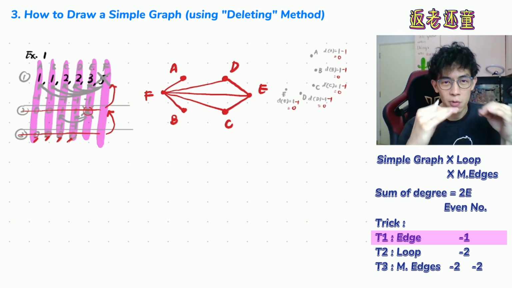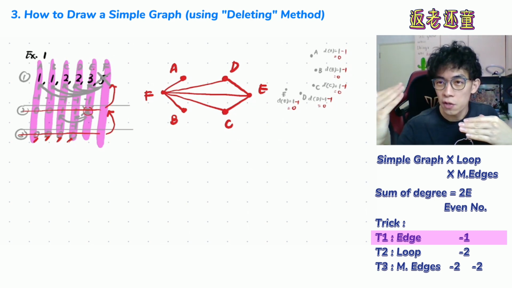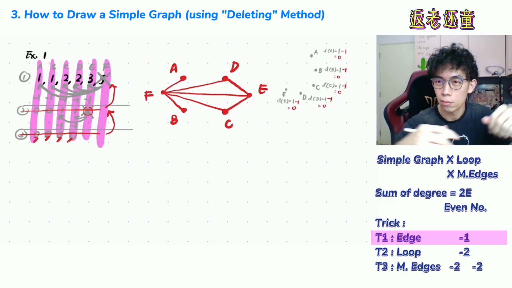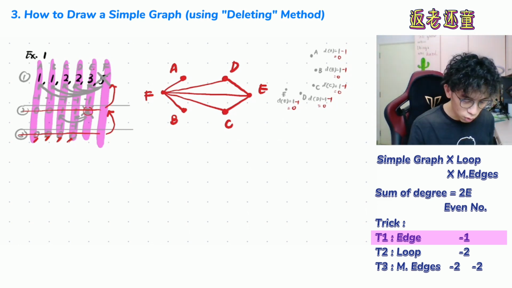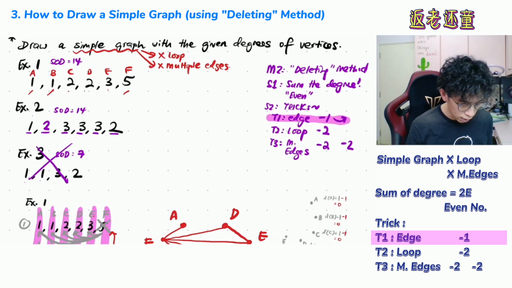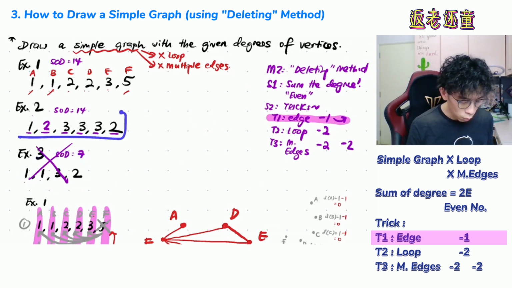Okay, so now, I will do another example, and then we're gonna stop. In the next video, which is video number 4, we're gonna talk about loops and multiple edges. I tell you, mind blown. Right? Okay, so let's go into example number 2 now. Before that, I'm gonna remind you again, a sum of degrees with an odd number cannot be done, okay?